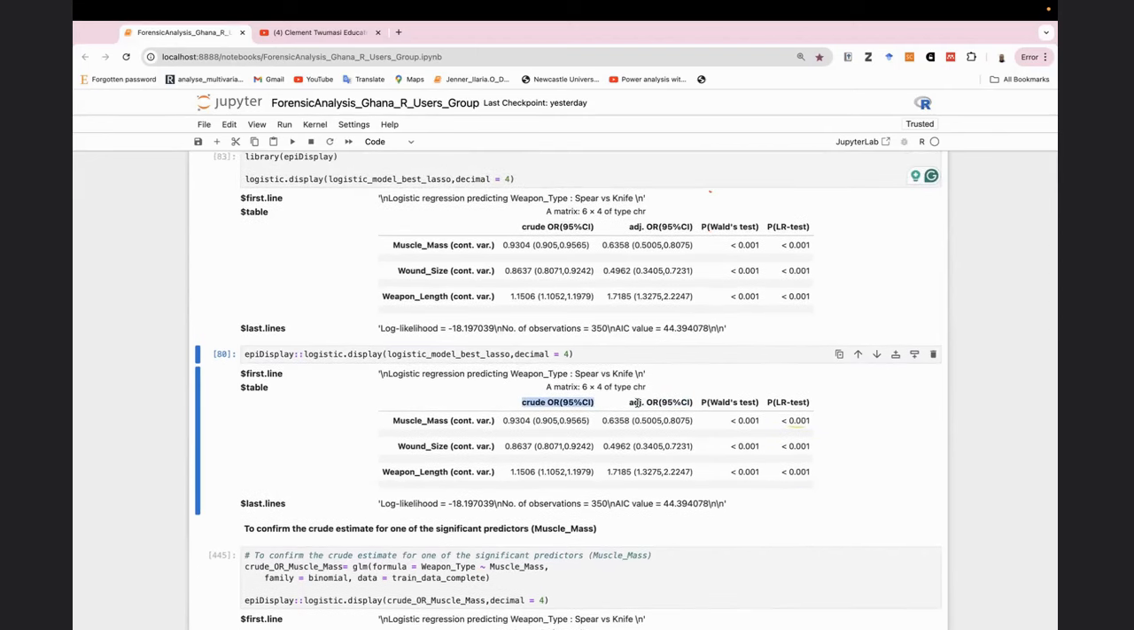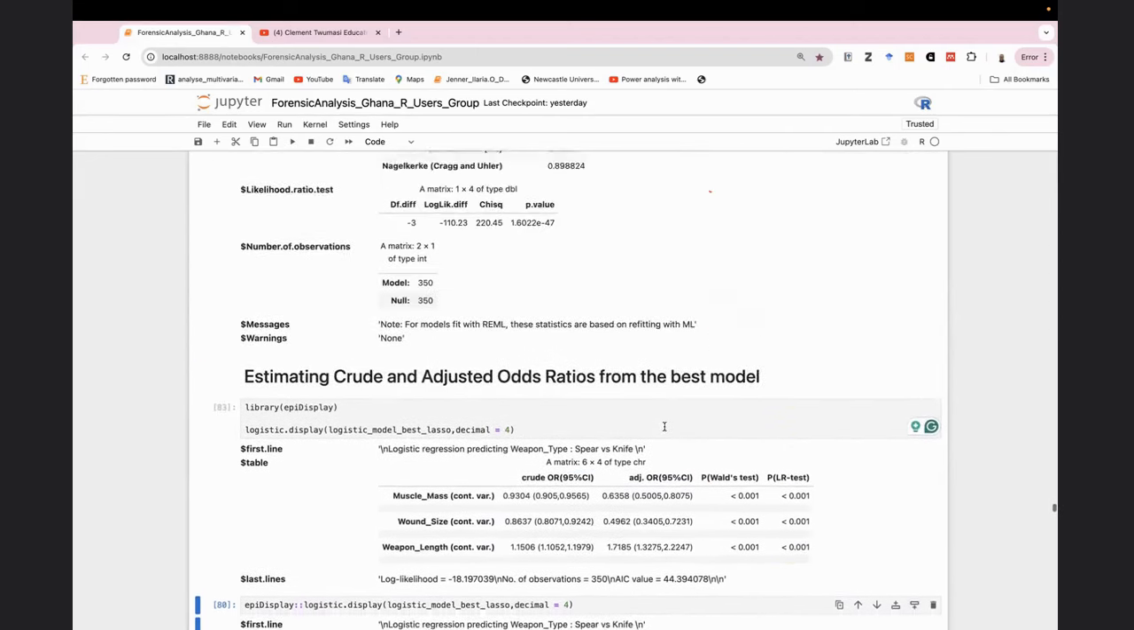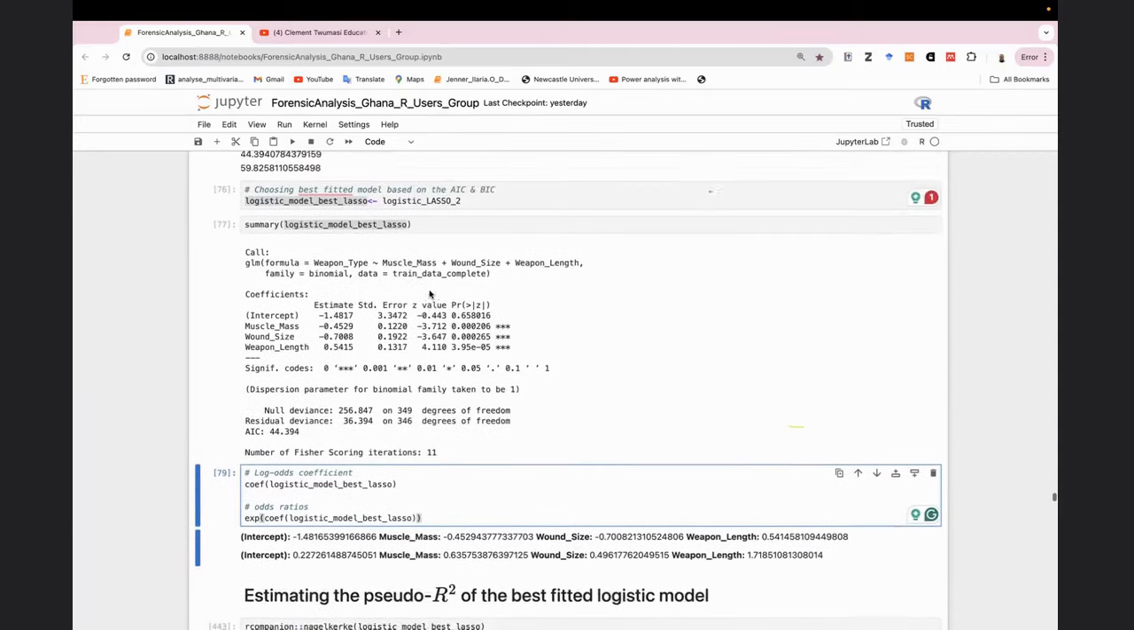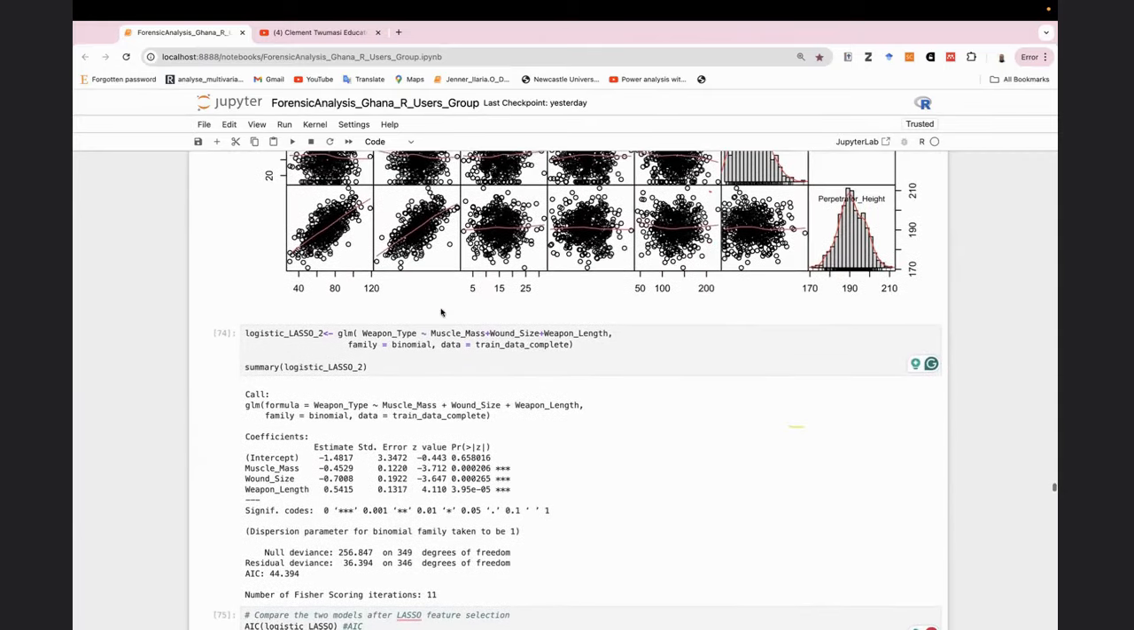Now, what is the difference between the adjusted and the crude? Remember these coefficients, the log odds coefficients, are these ones, and after taking the exponent, I get the adjusted odds ratios. The unadjusted or crude odds ratio is what you get when you fit the logistic model considering only muscle mass without anything else. So the crude estimates are when you consider that particular variable alone in the model.